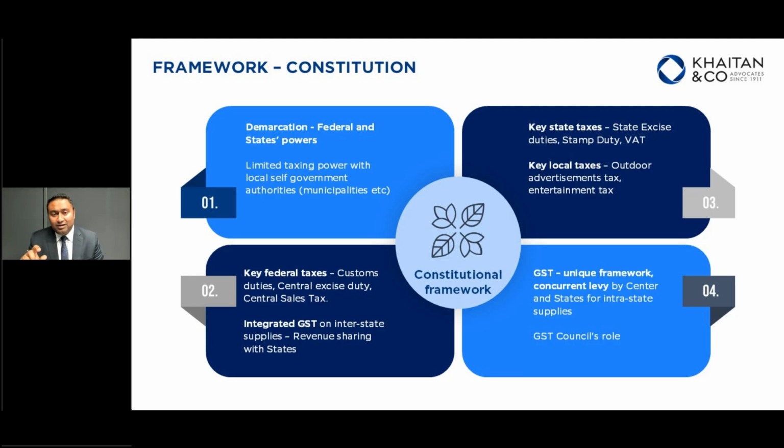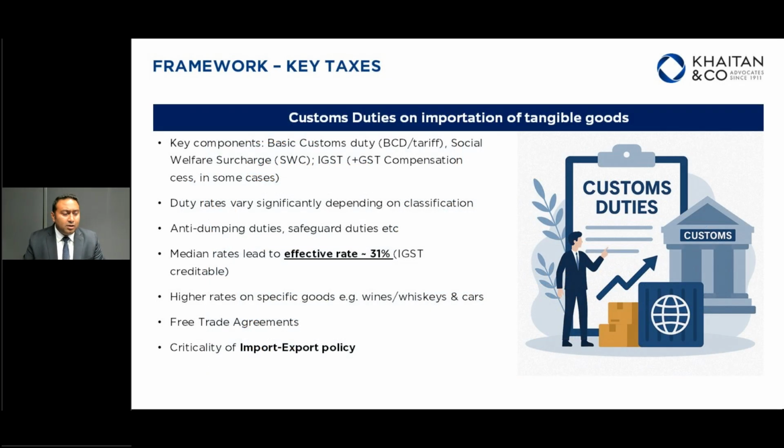So if you see a bill for a purchase that you make locally in a state, there will be two line items. If the total rate is 18%, there will be a 9% CGST and 9% SGST. C stands for central GST, S stands for the state GST. Let's go to the next slide, please.